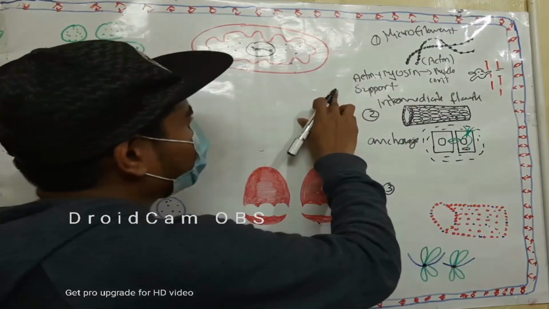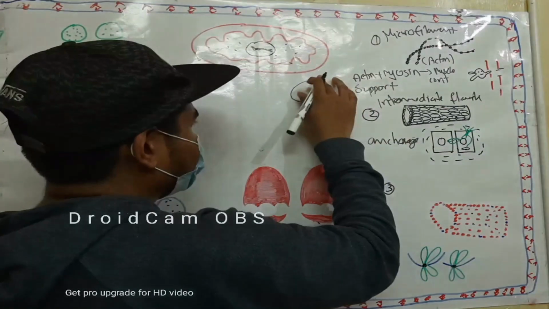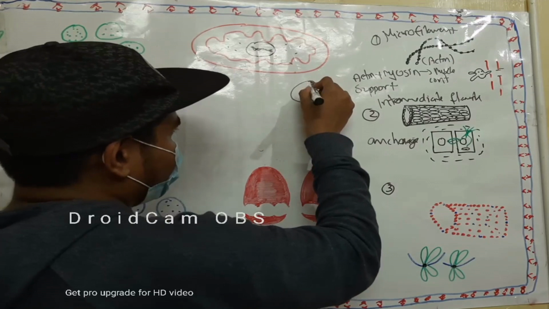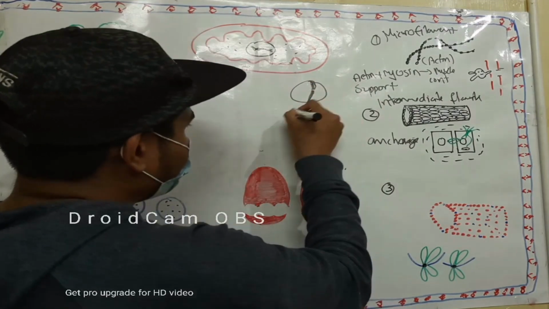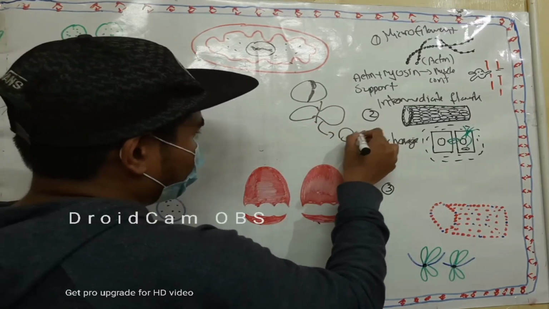And these microfilaments are involved in cell division. When the cell is dividing, they form a division between the two cells and are involved in the separation of the two cells. These two cells then become separated into two different cells.